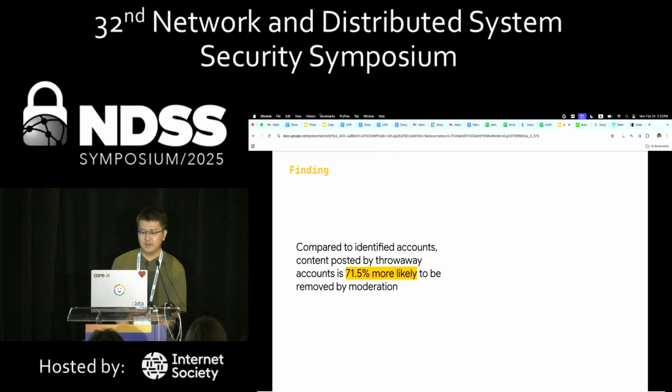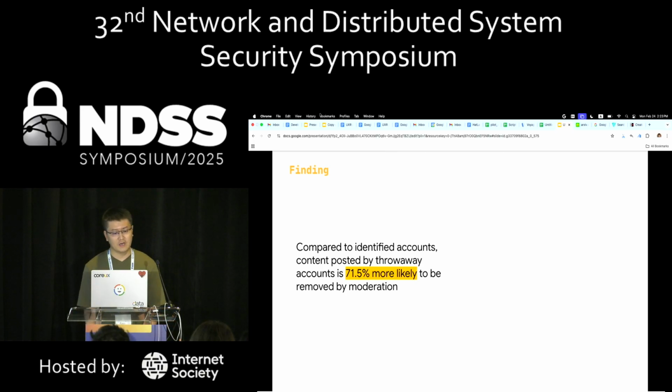Second, we found that compared to identified accounts, content posted by throwaway accounts is 71.5% more likely to be removed by moderation. This is definitely the con part of online anonymity, right? However, the solution here is not to disallow throwaway accounts and anonymous identity on any SMPs completely. This would make it very difficult for users who have actual privacy needs and want to seek information online, especially around highly sensitive topics.